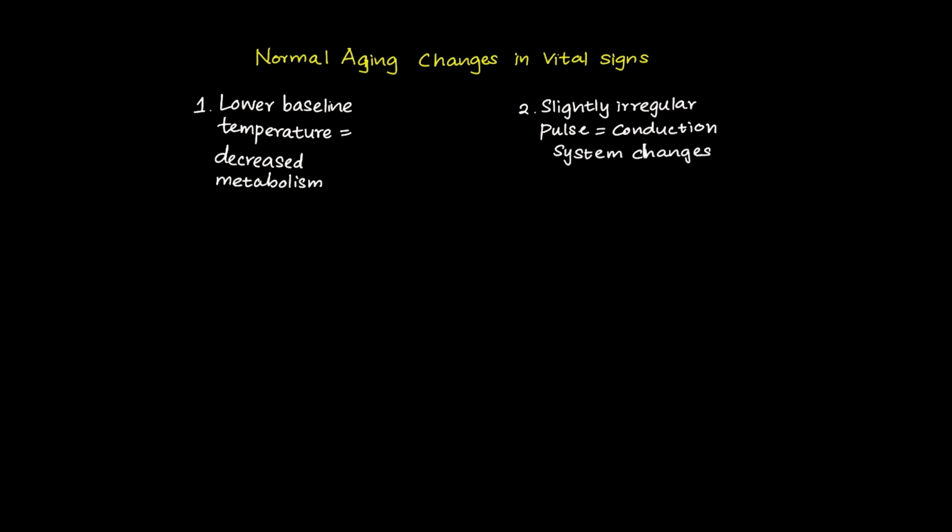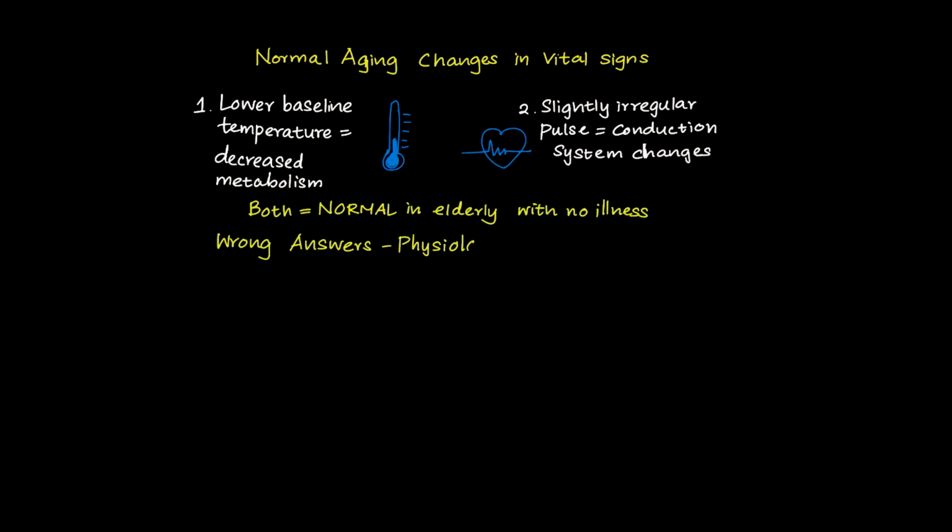Second, the cardiac conduction system accumulates changes over decades. Fibrosis and calcification in the conduction pathways can produce slight irregularities in the heart rhythm without any acute pathology. Both findings together are considered normal, age-related changes. The wrong answers get the physiology backwards. Increased metabolism raising temperature? No. Metabolism decreases with age, which is precisely why their temperatures are lower.